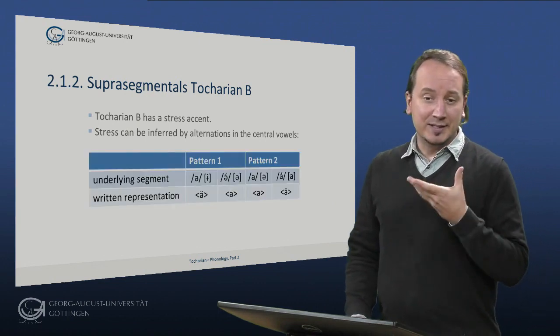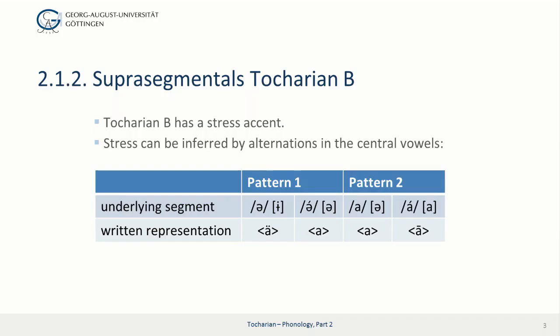So there are basically two patterns concerning the central vowels, schwa and a. Pattern one is that underlying accented schwa, presumably phonetically rendered as the IPA barred I, so ɨ, is written with the Fremdzeichen, so the German umlaut a, a with two dots on top. And underlying unaccented schwa, presumably phonetically rendered as real schwa, so ə, is written with a.